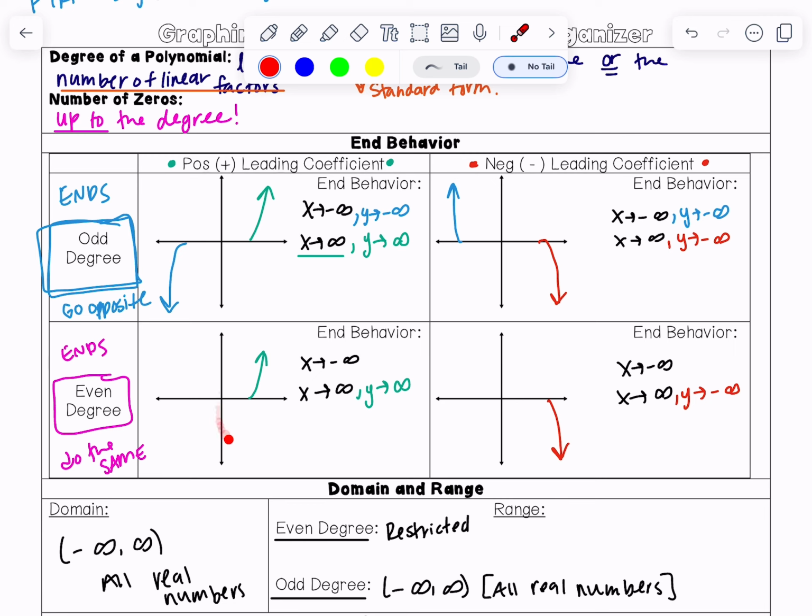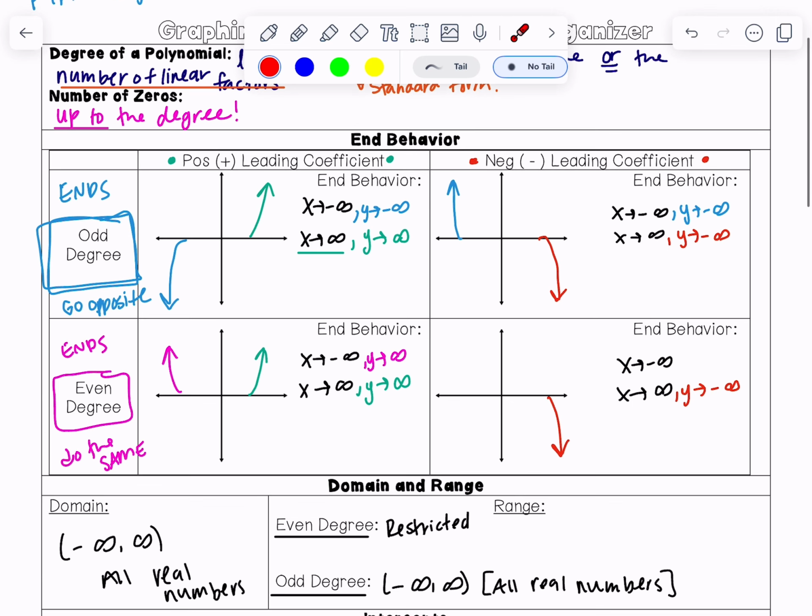My right-hand side here was going up. It's an even degree, so that means the left-hand side is also going up. Here, my right side was going down. Even degree means that my left side is also going to go down.